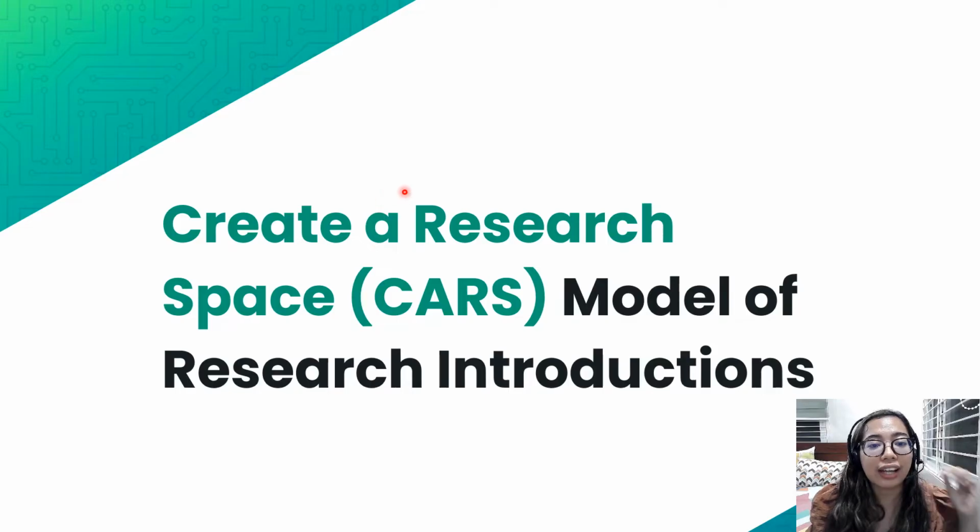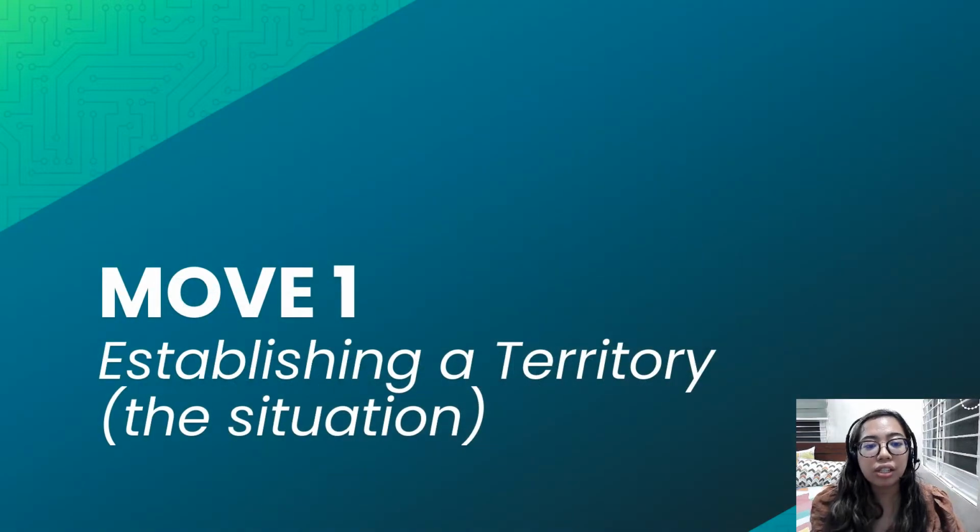Now let's start writing your research introduction. This is based on the model of Swales in 1990. This is called the CARS model, or Create a Research Space Model for Research Introductions. And in the CARS model, there are three moves. Let's start with move 1, or establishing a territory or the situation.